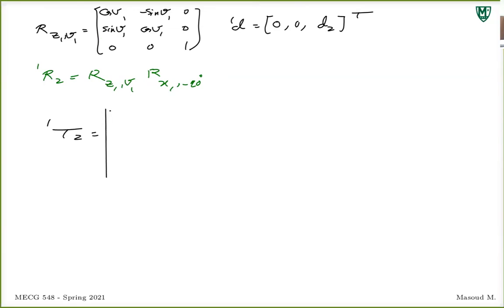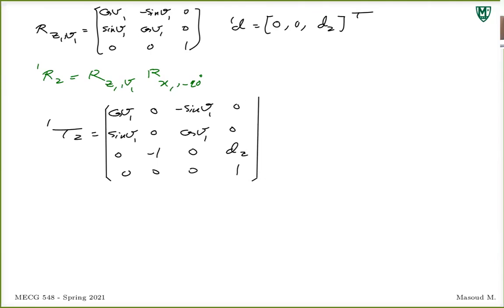becomes, let's put it this way. You have your R at the top. Your R becomes cosine V1. You just get a 0 in the middle, pretty much, minus sine V1 0. This becomes sine V1 0, cosine V1 0, 0, minus 1, 0, D2, and then 0, 0, 0, 1. This becomes your D2 to 1 transformation matrix from B2 to G in this case.